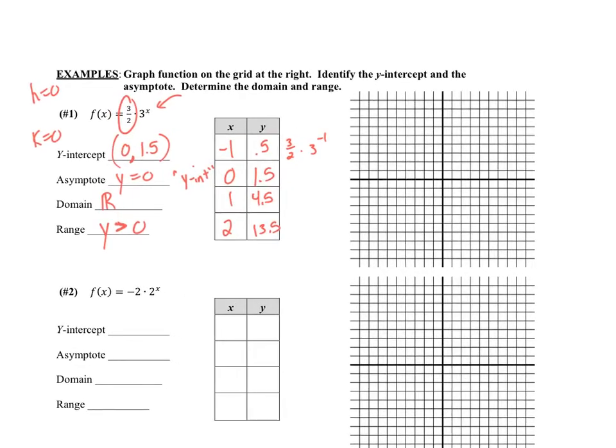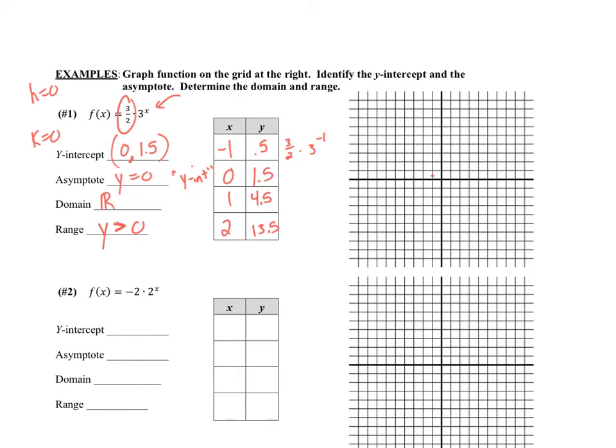So if you come over here and graph it, -1 is at 0.5. We have 0, 1.5, 1, 4.5, and 2, 13.5, which is going to be way up here. And I got ahead of myself there. I should actually put the asymptote on here first. The asymptote is at y equals 0.